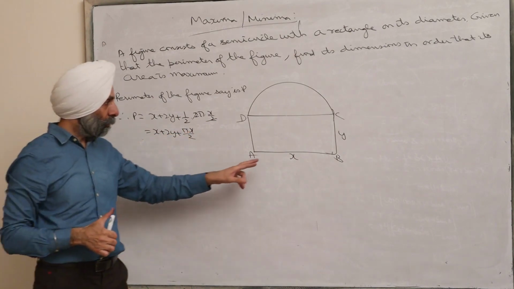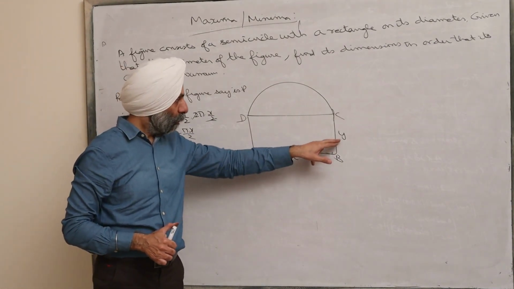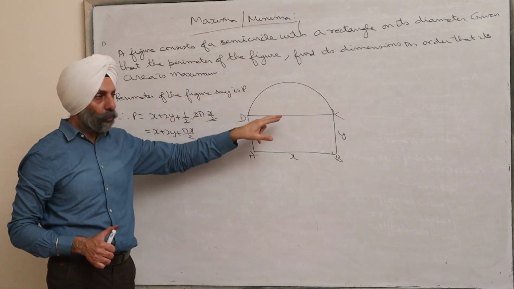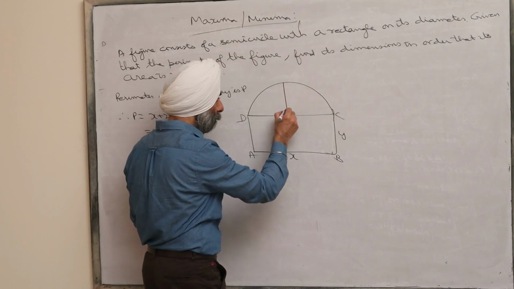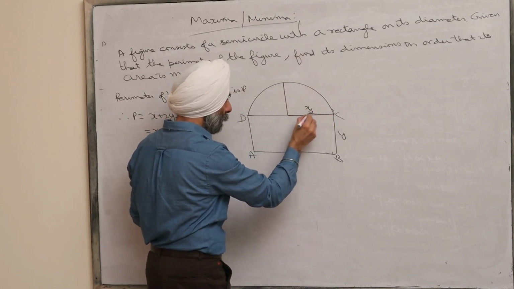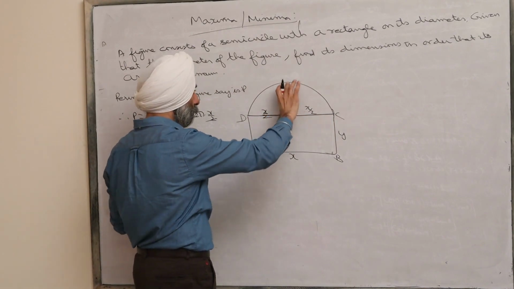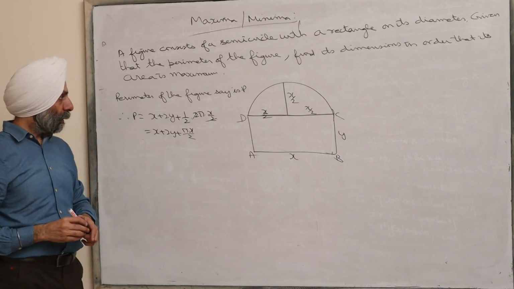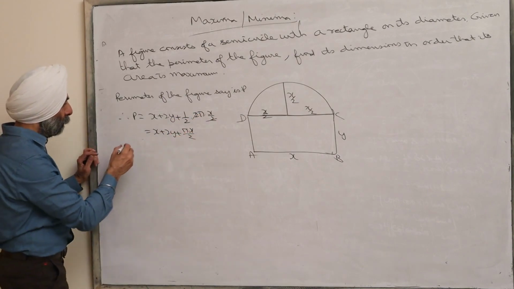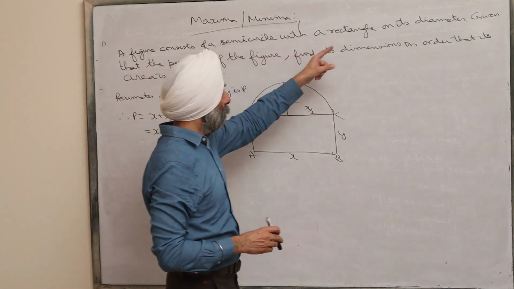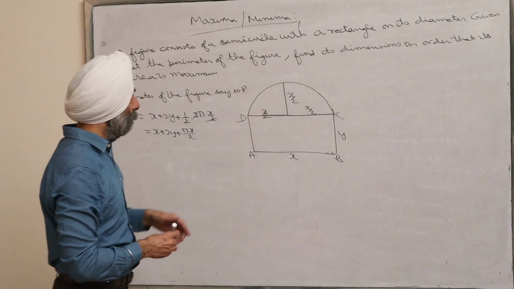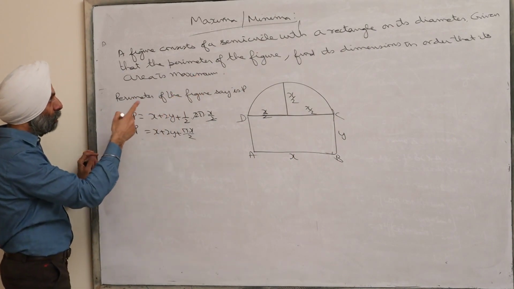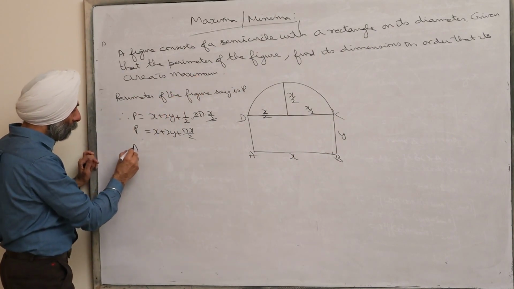So once again you can see here, perimeter is x plus 2y, plus half of 2 pi into r. Now you can see that since this is x by 2, and this is x by 2, half of 2 pi into radius, which is x by 2, becomes pi x by 2 here. Given that the perimeter of the figure is constant, find its dimensions in order that its area is maximum. Now what is the area of this figure?